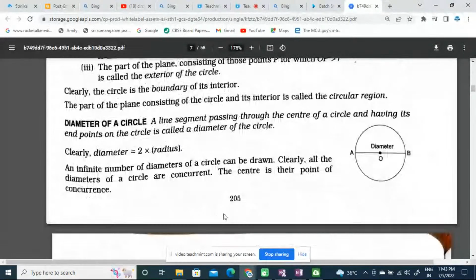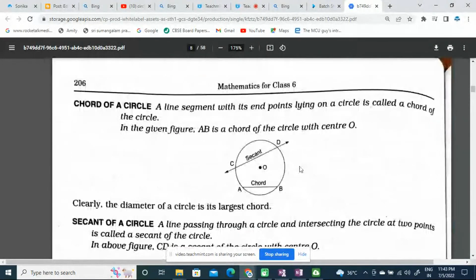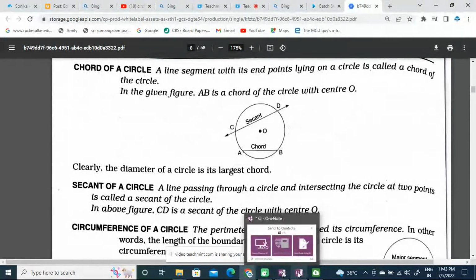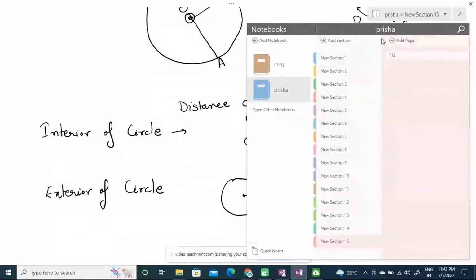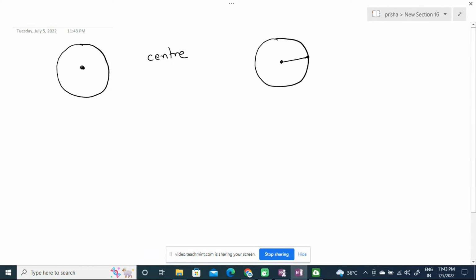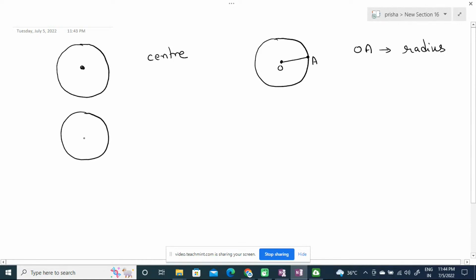Now next point, diameter and radius of the circle and chord of the circle. One by one, I am going to explain you. This is circle. This point is center. Now this is circle. Distance from center to any part of the circle, OA. This is termed as radius.